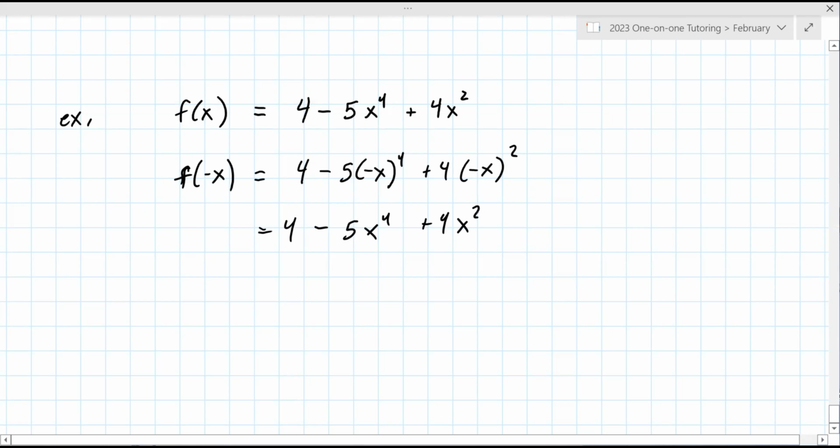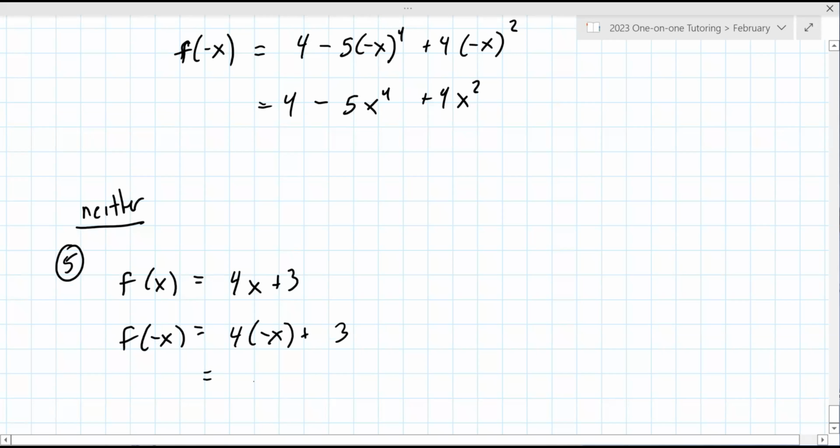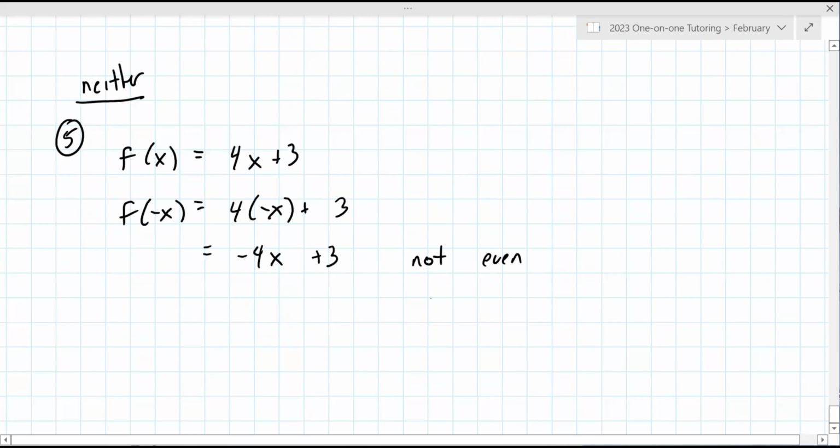Okay, so now let's look at some examples of neither. Let's look at number 5. Number 5 says f of x equals 4x plus 3. Just because I'm telling you, we still want to go through the steps. f of negative x equals 4 times negative x plus 3. So this is not the same as the original, so it's not even.